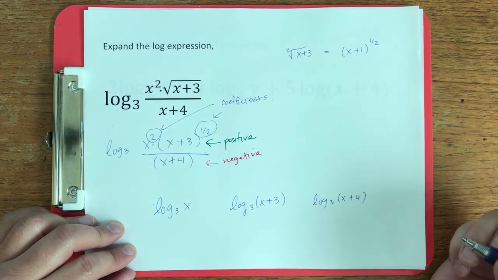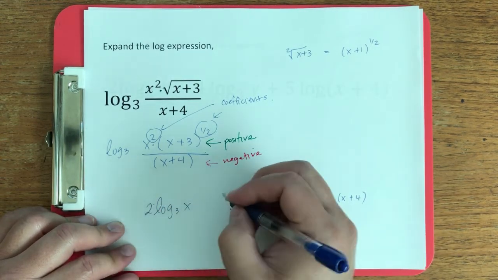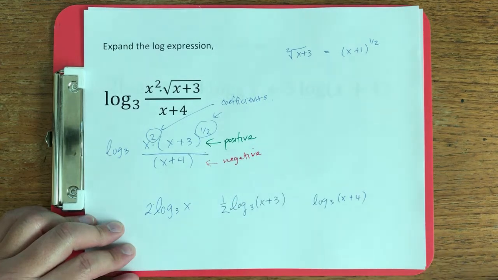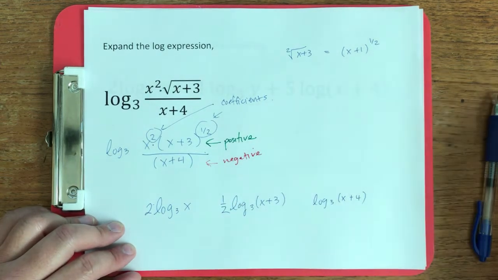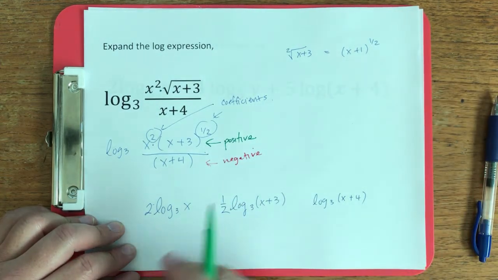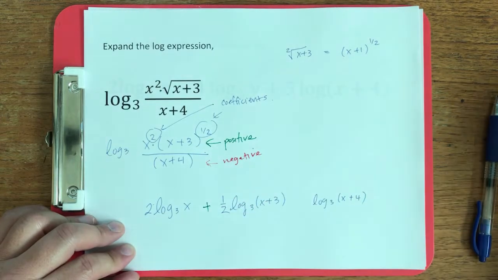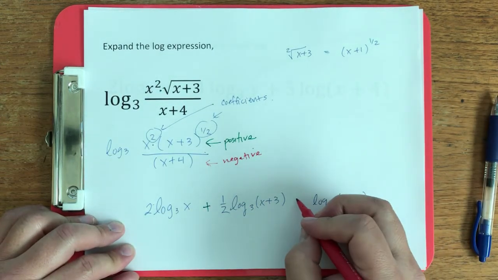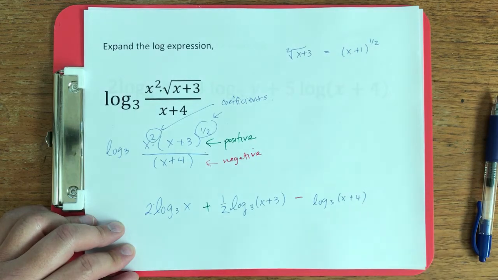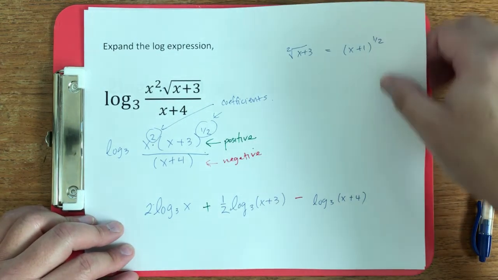Okay. Now, let's put the coefficients. Anything that's in the top is positive, so that's positive, this is positive, and anything that's in the denominator will be negative, so that's negative. Now we're done. Now there's one more problem.